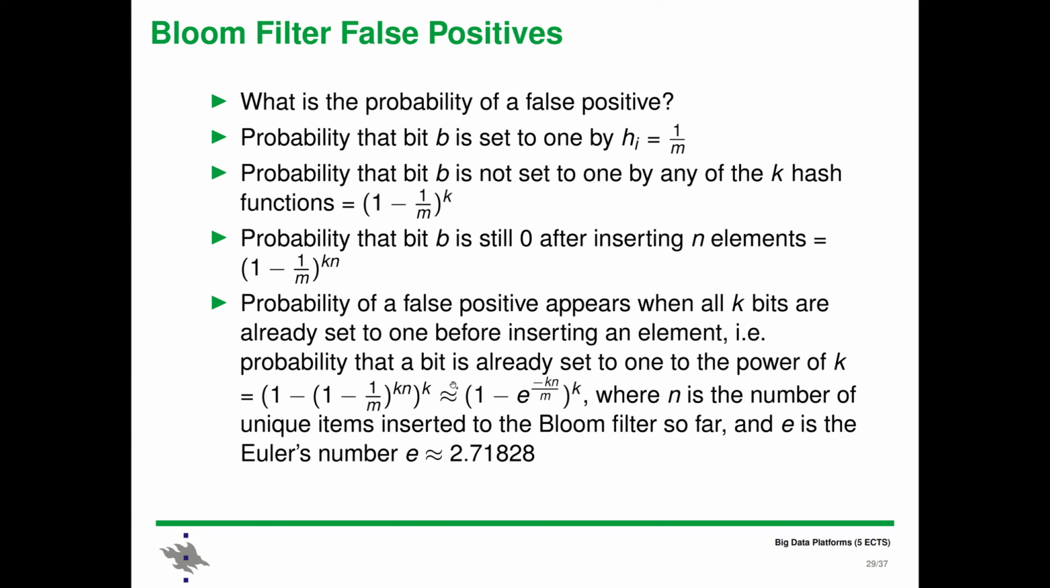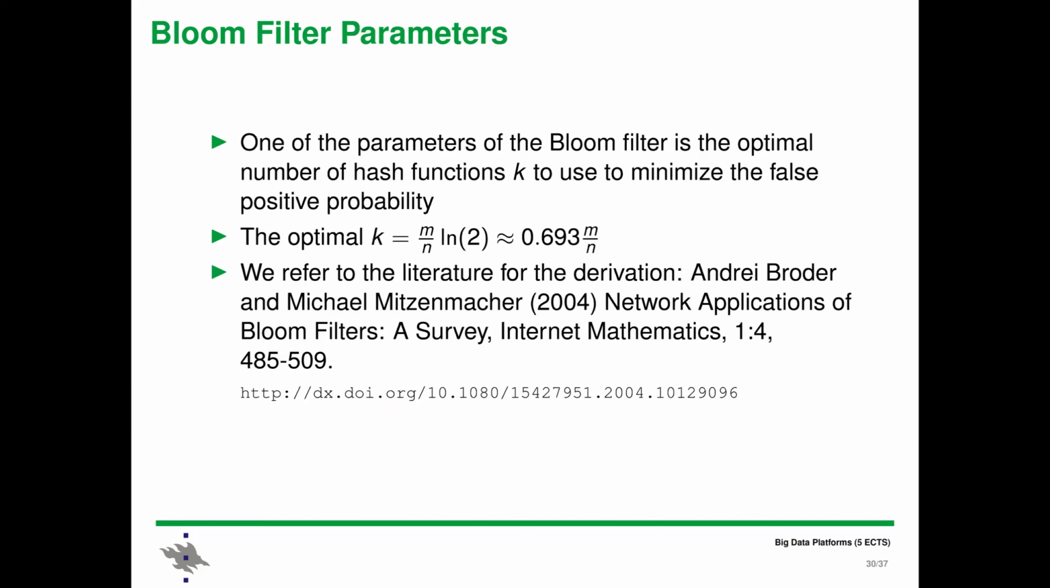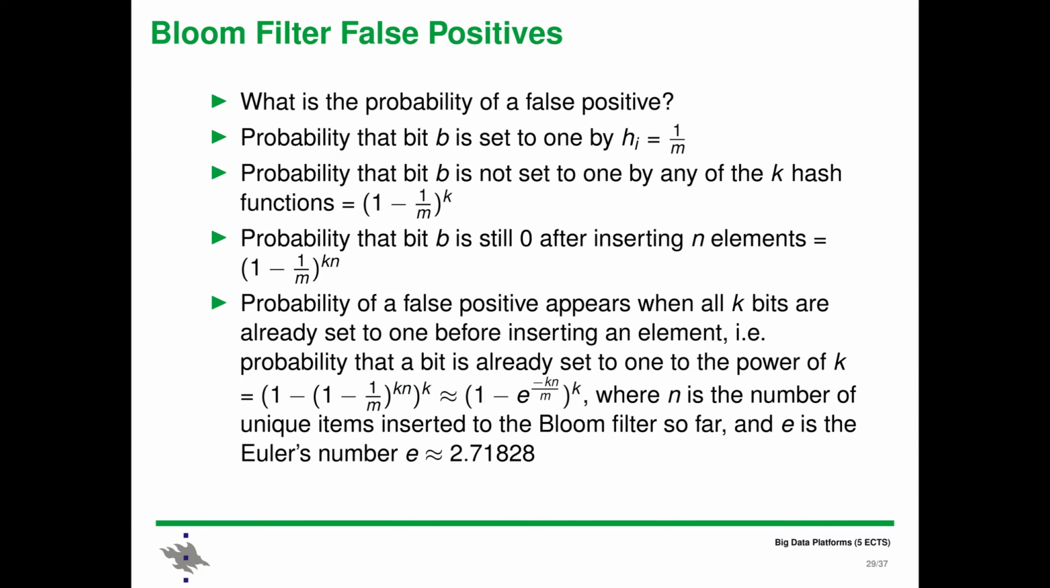And if you go to one of the papers that I cite, they then derive that this is roughly the same as this formula here, where e is Euler's number. So you can use either formula basically to compute this. Okay, so that's kind of a quick proof of the false positive probability.